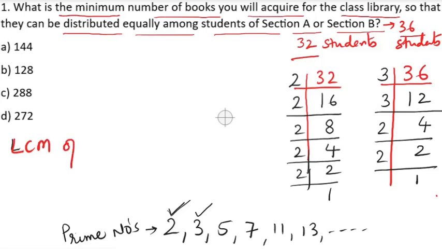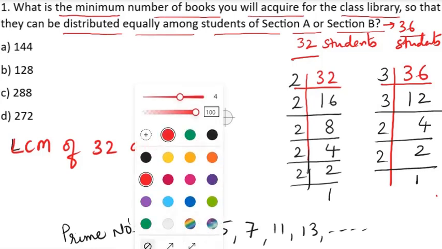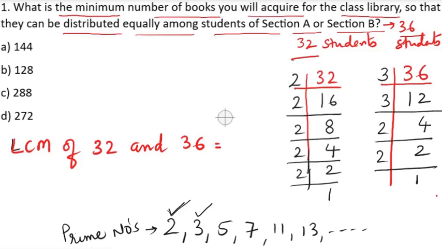LCM of 32 and 36. Here, first we will choose the numbers which are common. So what are common? You can see 2 times 2 is here and 2 times 2 is here. So that means 2 into 2. After that, which is uncommon?